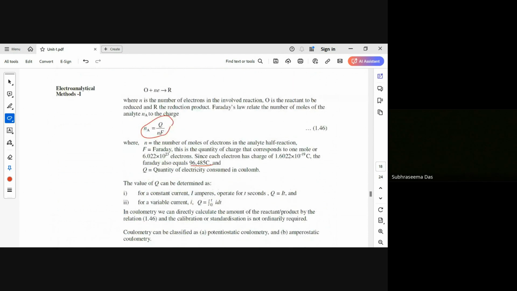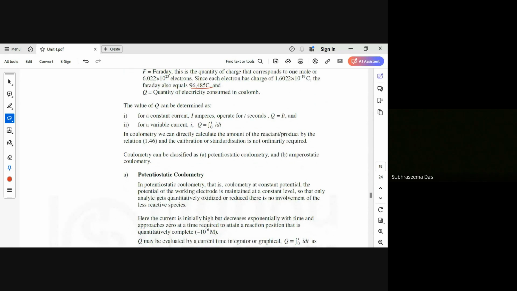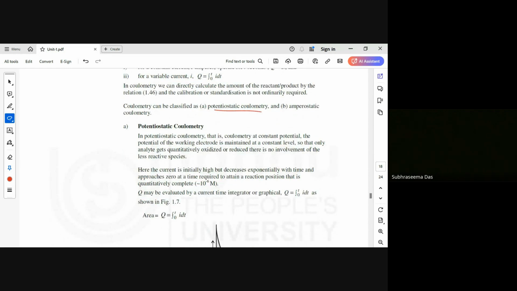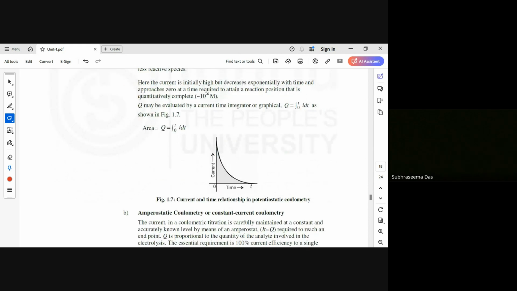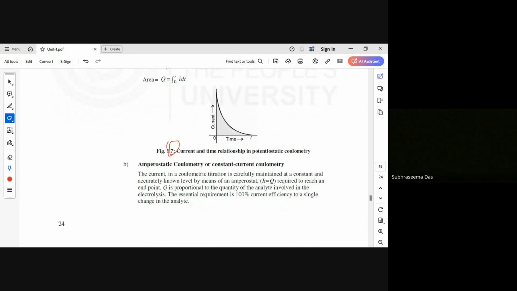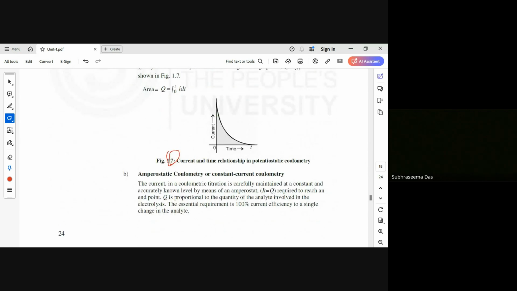Now, after we determine the value, coulometry is further classified into two parts: potentiostatic coulometry and amperostatic coulometry. In potentiostatic coulometry, the electrolysis occurs at constant potential. This indicates that whenever the process happens, the potential has to be constant so that only the analyte gets quantitatively oxidized. The graph in figure 1.7 represents the current and time relationship in potentiostatic coulometry. Amperostatic coulometry is where the current is constant. So in potentiostatic coulometry the potential remains constant, and in amperostatic coulometry the current remains constant, given by i t = Q.